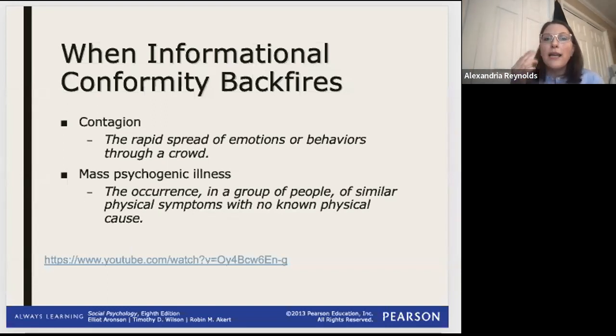Okay. So a contagion is when you have a rapid spread of emotions or behaviors through a crowd. So think about it this way. You're in an ambiguous situation, okay? And you're in a big crowd. And then everyone starts freaking out, right? Nobody knows the root cause for why the first freak out happened, but because everybody is freaking out, the emotion becomes contagious, and people will conform to these behaviors or emotions.